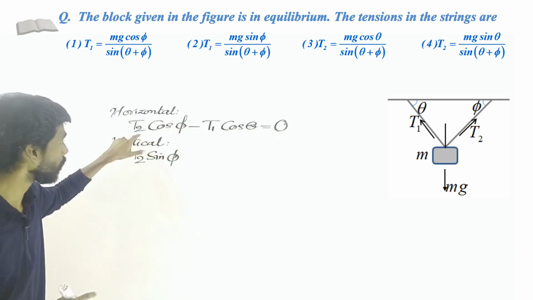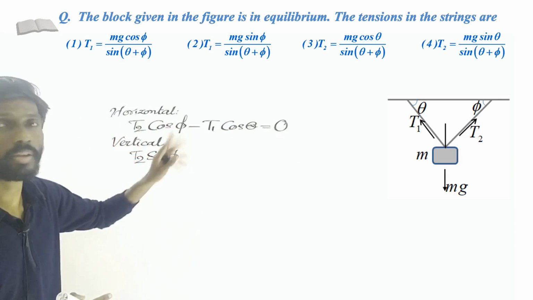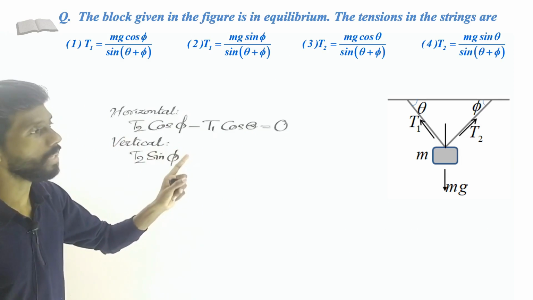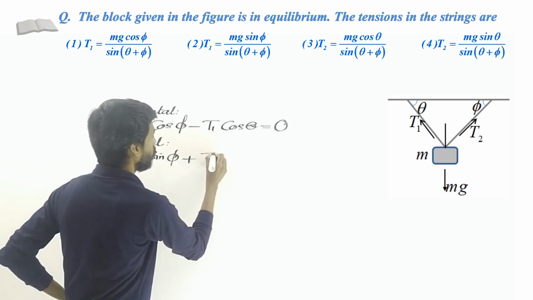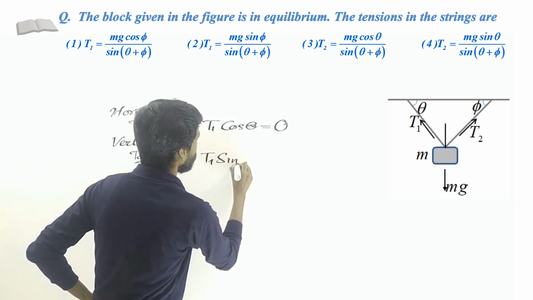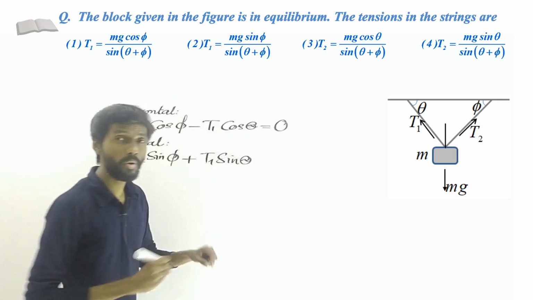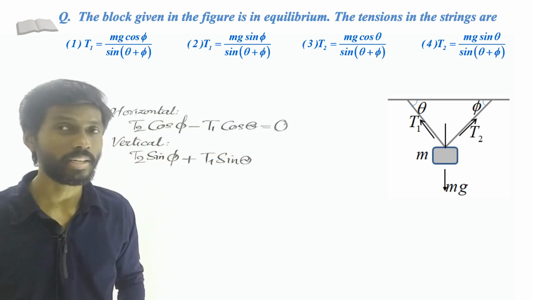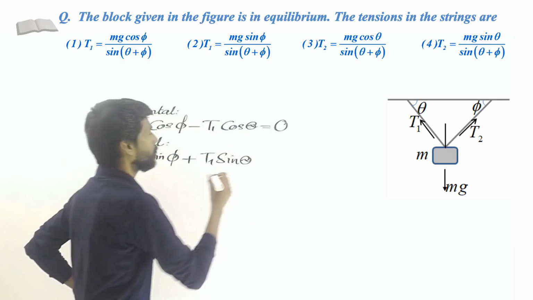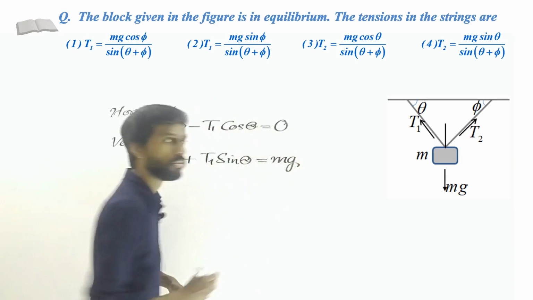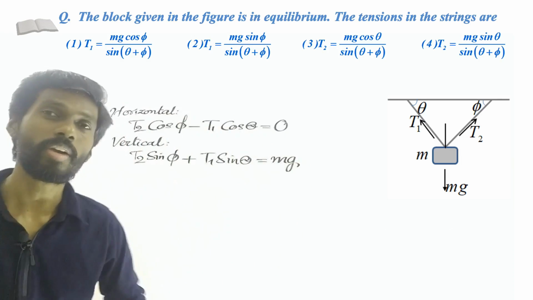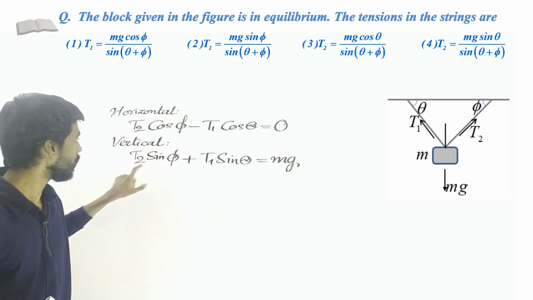Already we have written the horizontal component T2 cos phi. So vertical component T2 sin phi. And similarly, the other one, T1. So that is plus, both are in the upward direction. So T1 sin theta. And also we have the gravitation force acting in the downward direction, mg. So minus mg equal to 0, or this equals mg. So that's all. These are the two equations. We have to solve these two equations to get the value of T2 and T1.